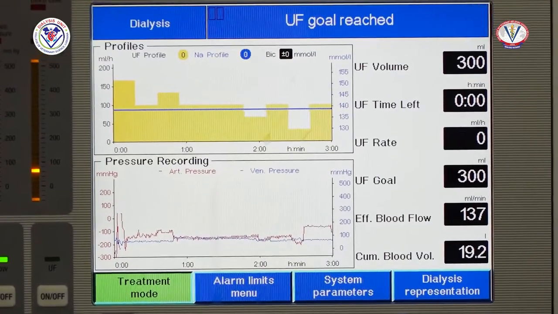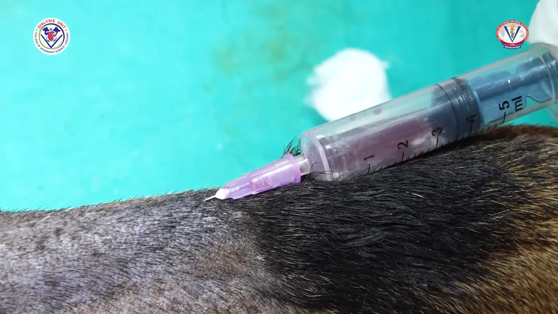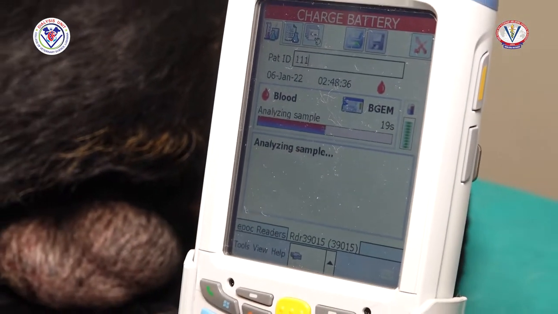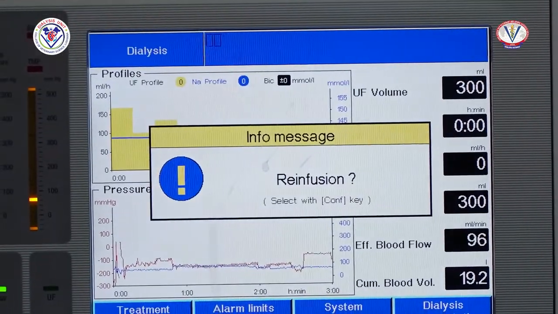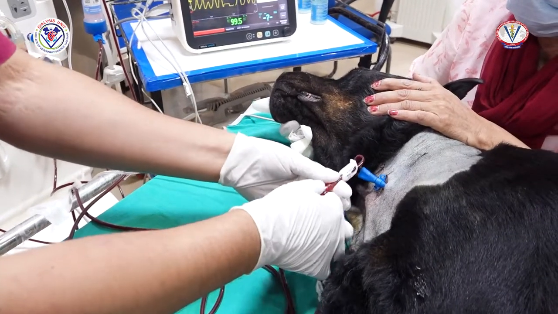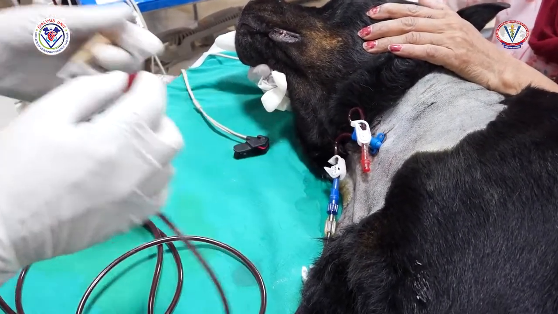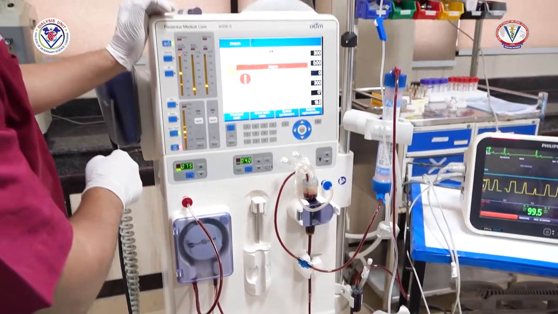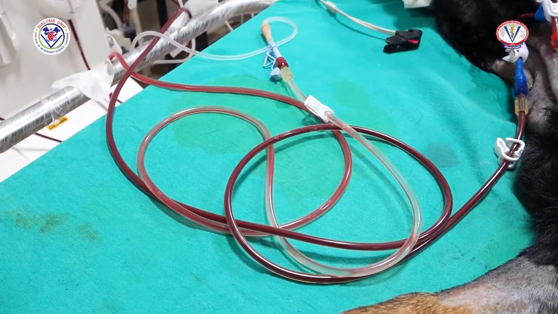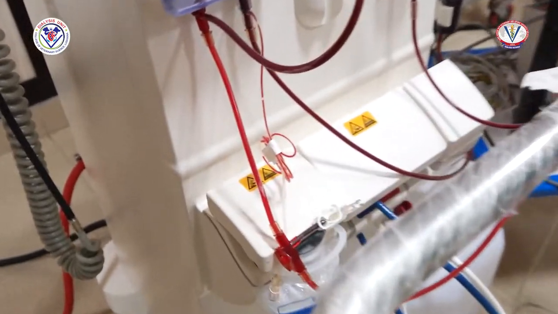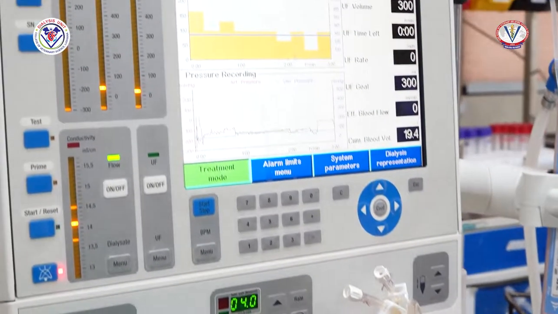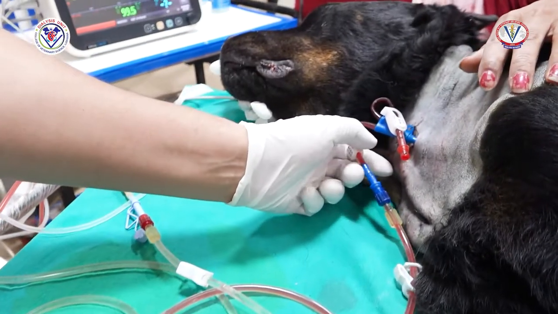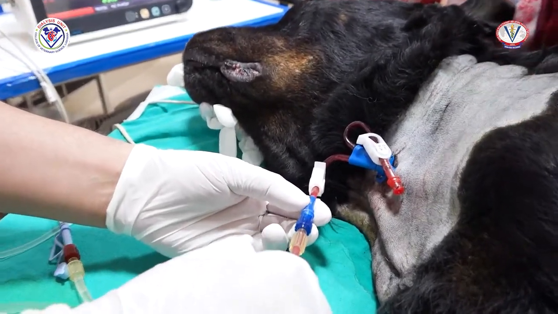After completion of the session, take a post-dialysis blood sample and send it for arterial blood gas analysis, kidney function tests, and liver function tests to evaluate the efficacy of the dialysis session. Reinfuse the blood in the extracorporeal circuit by connecting the arterial port of the blood tubing with normal saline solution and running the pump. Once reinfusion is completed, remove the blood tubing from the catheter.